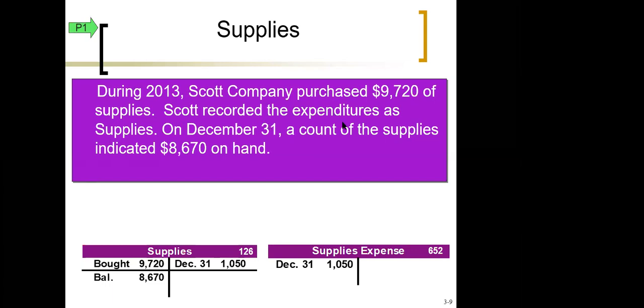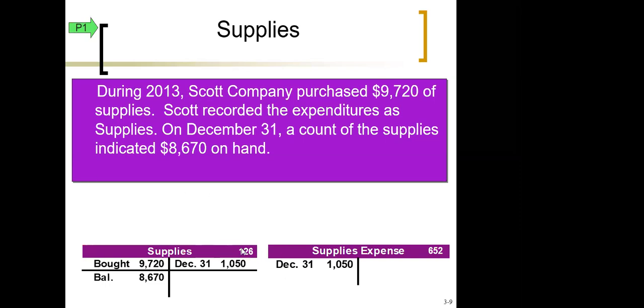So on December 31, the count of supplies indicated 8,670 on hand. So we know that there is a difference between 9,720 and 8,670 that's still here. And the difference is 1,050. So which means they did not record the expenditure. They didn't write down supplies expense yet. So we have to do the difference and correct our supplies, because my supplies on the balance sheet will show 9,720. It's incorrect. I cannot sign for 9,720 when you have only 8,670. So we need to reduce the supplies to be the right number.